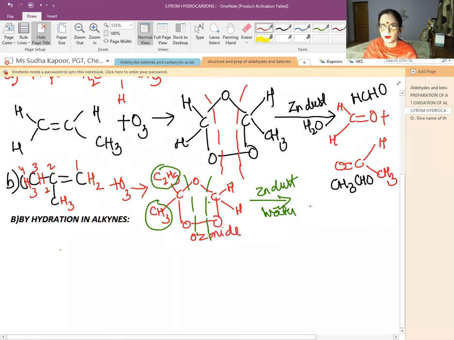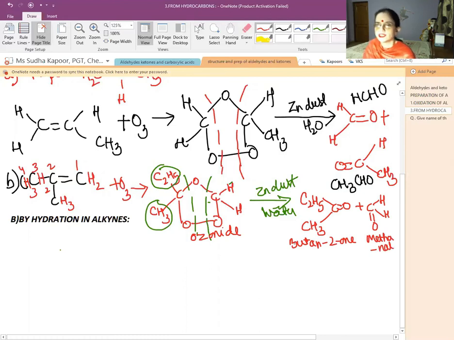we will be getting the product after the lysis as C2H5, C double bond O, CH3, that is the ketone, and the other is C double bond O followed with 2H. So the one product is butan-2-one, and the other is going to be methanal. So in this case, one is the ketone and the other is the aldehyde.